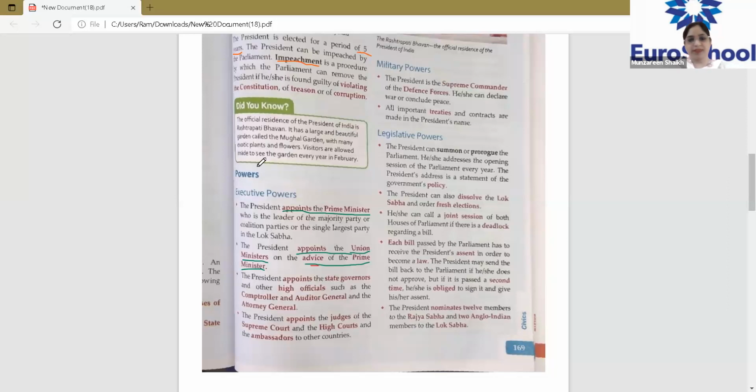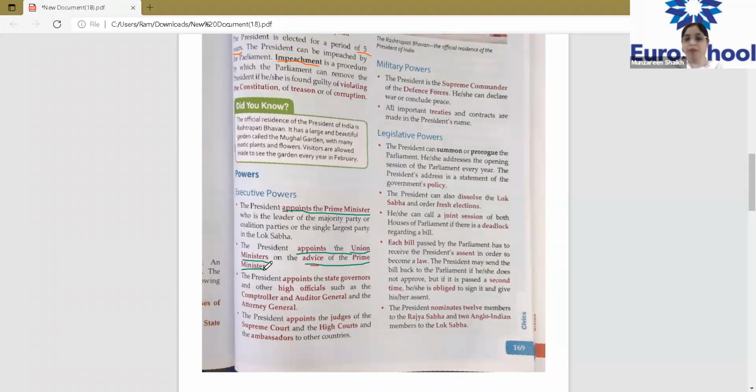All right. So, executive powers of the president. What powers does the president have? The first thing we saw in the previous class was that he appoints the prime minister. From where does he appoint the prime minister? From the majority party that won in the Lok Sabha elections, either a single largest party or a coalition. Second, the president appoints the union ministers on the advice of the prime minister.